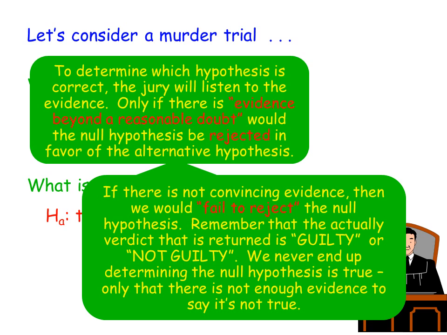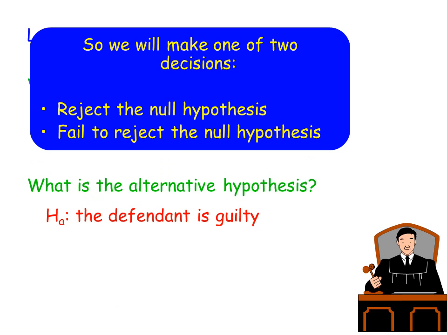Remember that the actual verdict that is returned is guilty or not guilty. We never end up determining the null hypothesis is true. So we never determine that someone is innocent. We determine whether they are guilty or not guilty. And this only happens if there is not enough evidence to say it's not true. So we will make one of two decisions. We will reject the null hypothesis, which means that the defendant is guilty, or we're going to fail to reject the null hypothesis, which means that the defendant is found not guilty.